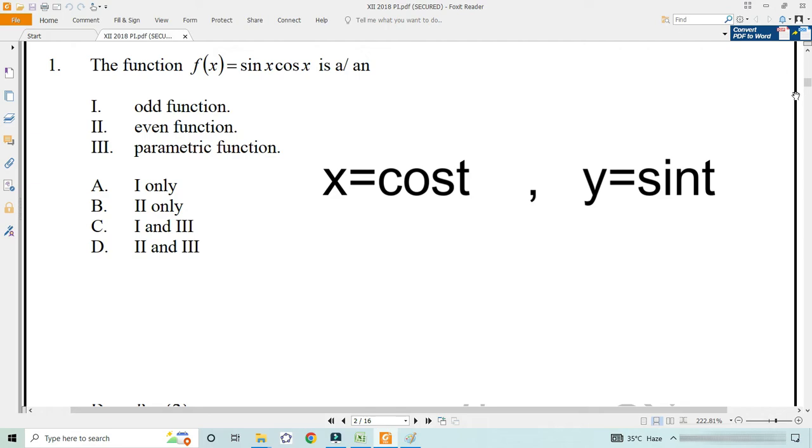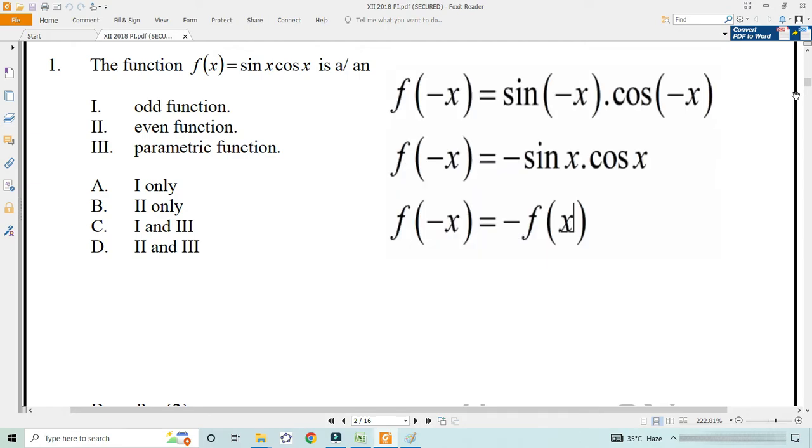Now to check even or odd function, we replaced x by -x, and as a result we get negative of the given function. Hence f of x is equal to negative of f of x. So the function is odd function and the key is A.